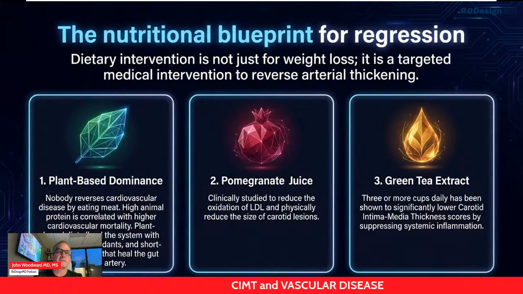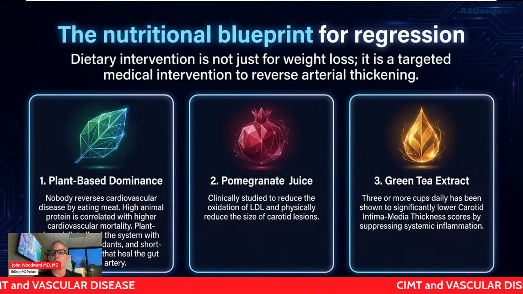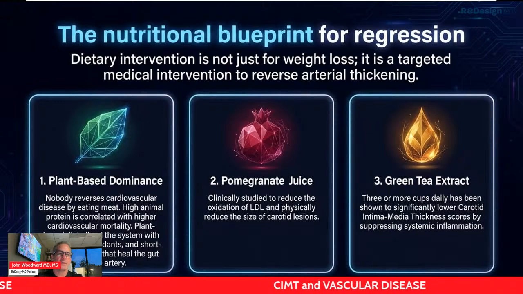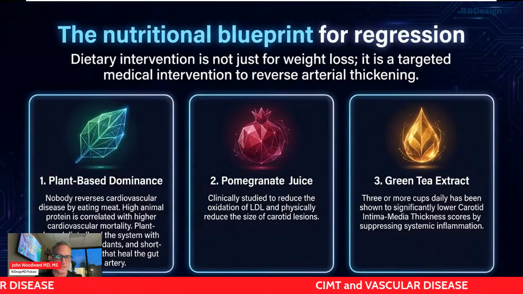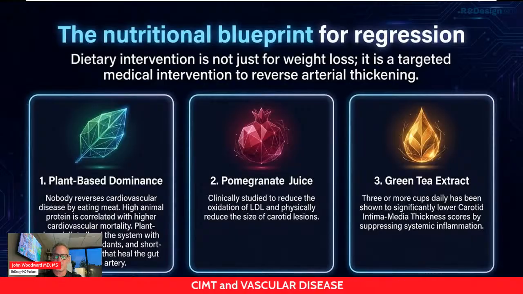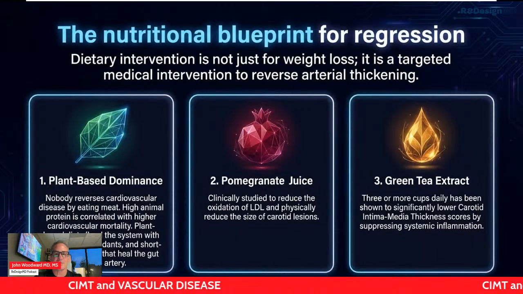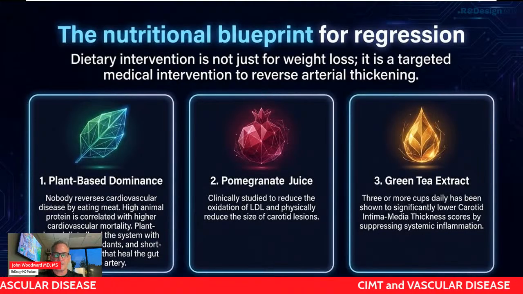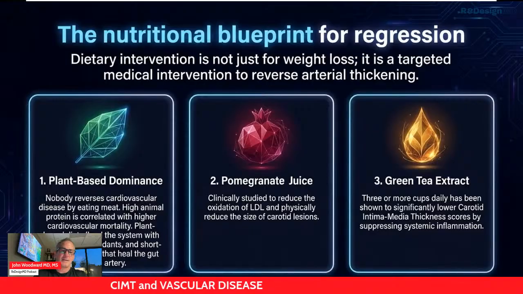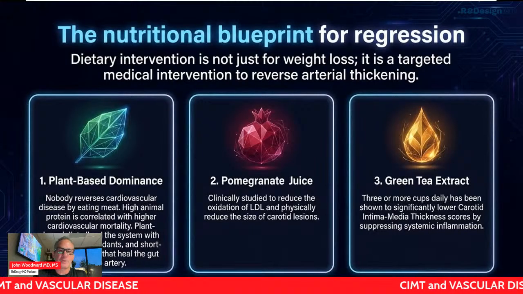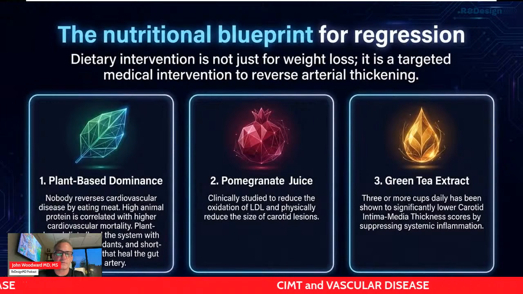Some key pieces here on nutrition, the nutritional blueprint for regression. Plant-based dominance. Where does low inflammatory and low oxidative foods come from? From plants, guys. There's no other way around it. The data is huge. It's enormous. It's impossible to even debate at this point. So I know there's some silly concepts out there. I'm not even going to go into debunking all those. We can talk about those at the end here and see if those are some concerns you have. But plants are king when you're trying to scrub your vascular system and stabilize plaque, reverse plaque. All of those things are great.